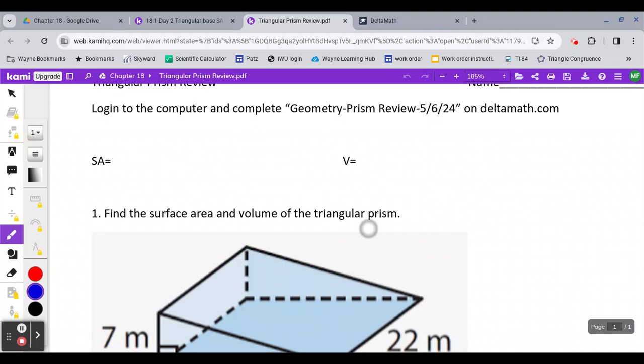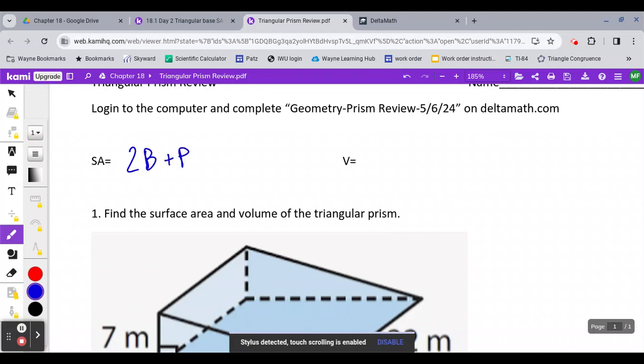And then for surface area, if you don't recall from last week, our formula is 2B plus PH. B stands for the area of the base, P stands for the perimeter of the base, H stands for the height. And there are lots of different shapes the base can be, but no matter what, the base will always be parallel to the other base. Okay, that's what makes a prism.